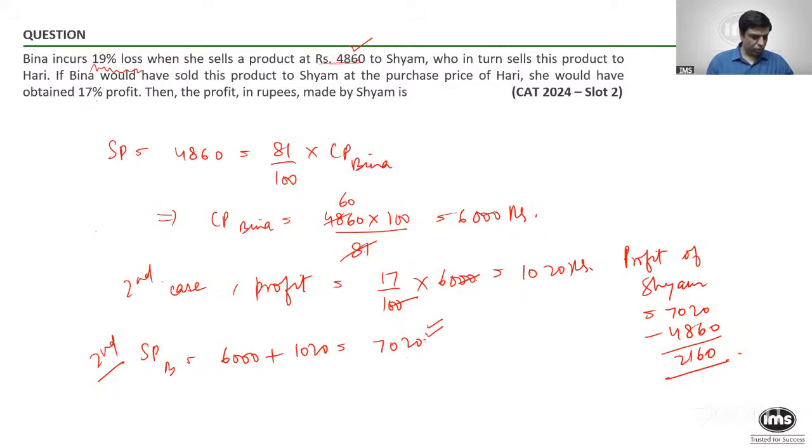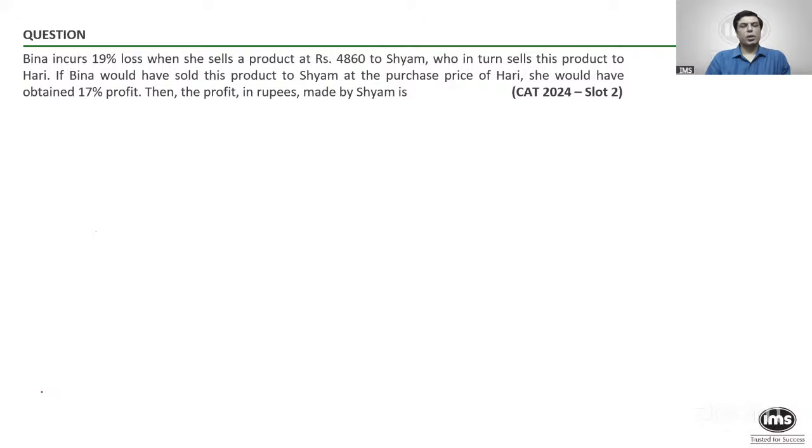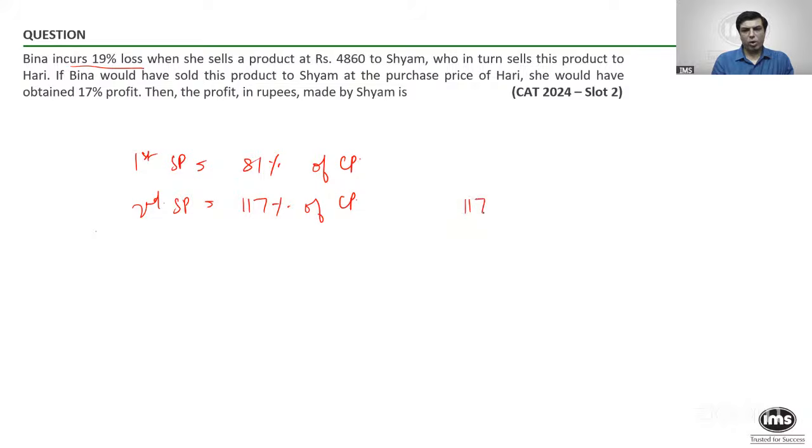Okay, fantastic. So let's see one more way of solving this. And what is the other method? Obviously ratio. First case, she is selling at 19% loss, 81% of cost price. Second case, she is selling at 17% profit, 117% of cost price. What is the ratio? 117 upon 81. Cost price obviously gets cancelled. So second selling price upon first selling price, ratio is 117 by 81. That is nothing but 13 by 9.